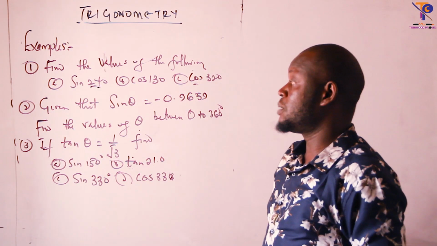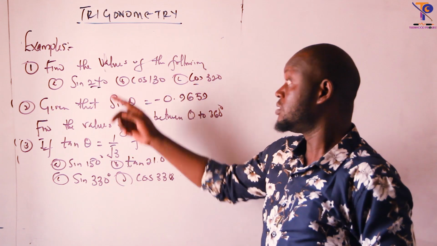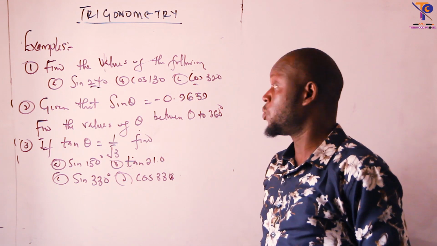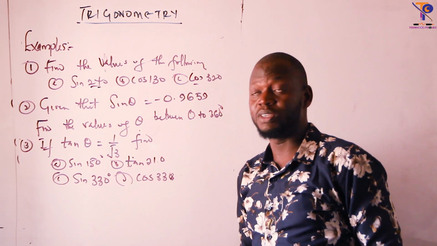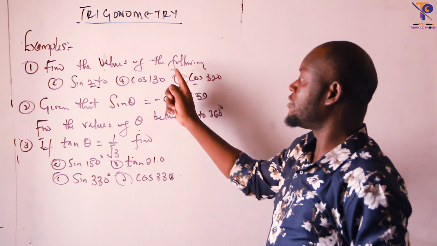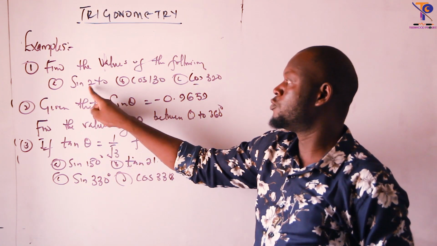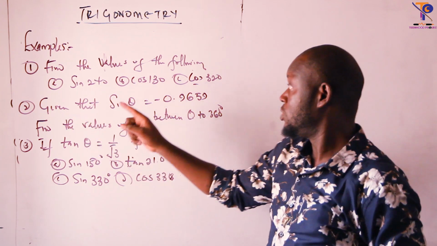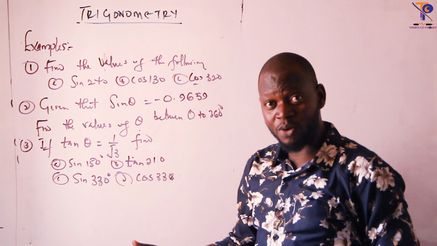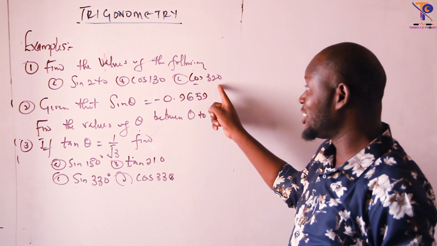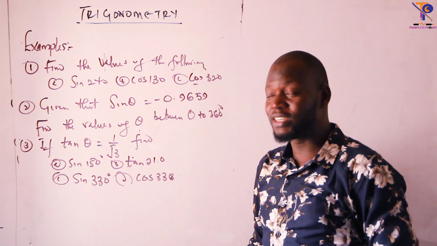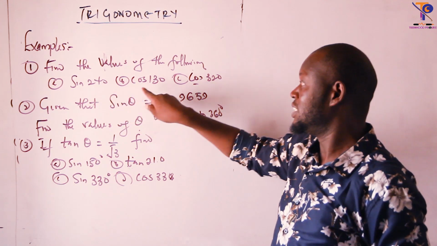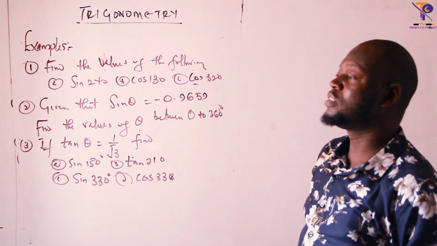We have a few examples here, about three, but each of them has a baby question. So let us take them one after the other. Find the values of the following. Sine 240. 240 is in the third quadrant. 130 is in what quadrant? Second quadrant. Then 320 is in what quadrant? Fourth quadrant. So we are working from the third, to the second, to the fourth.